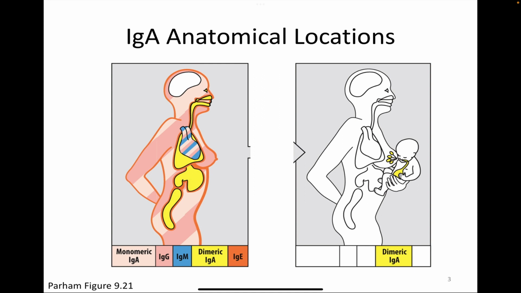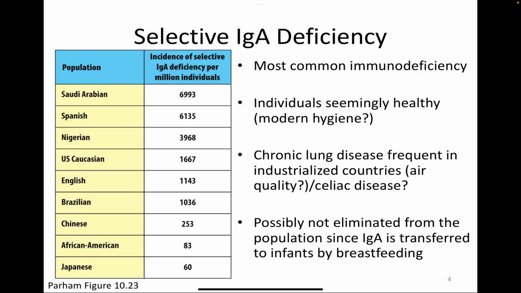There was one last piece of information about IgA, mostly because people find it interesting, that I didn't have time to mention last time. There is something known as selective IgA deficiency. This is the most common immunodeficiency. So of all of the parts of the immune system that might be missing, this one actually happens the most frequently.